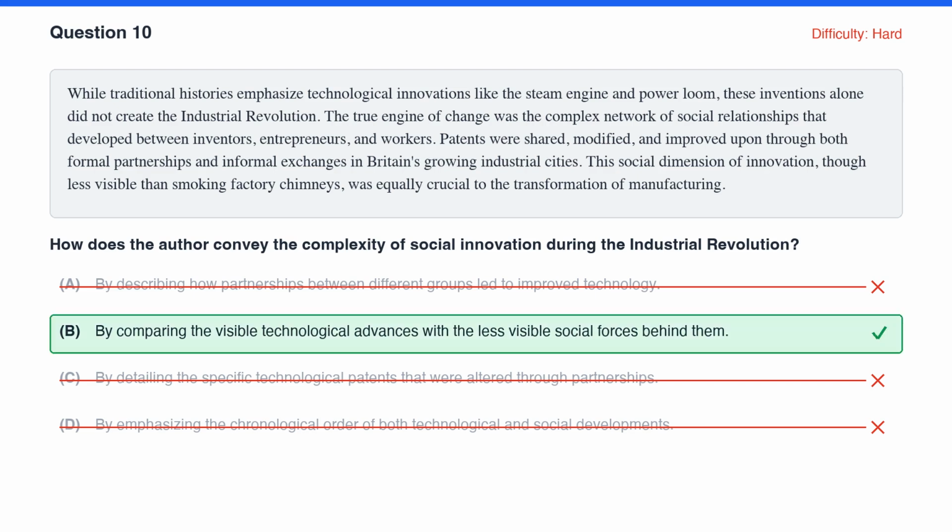Choice B nails this. The passage explicitly contrasts smoking factory chimneys, the visible technological advances, with the less visible social dimension of shared patents and informal exchanges, calling both equally crucial. That comparison is the very structure the author uses to convey complexity.